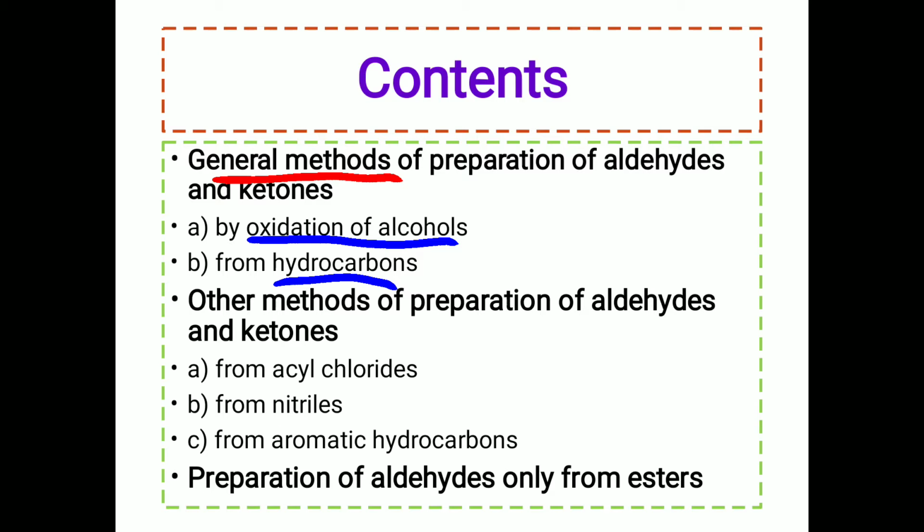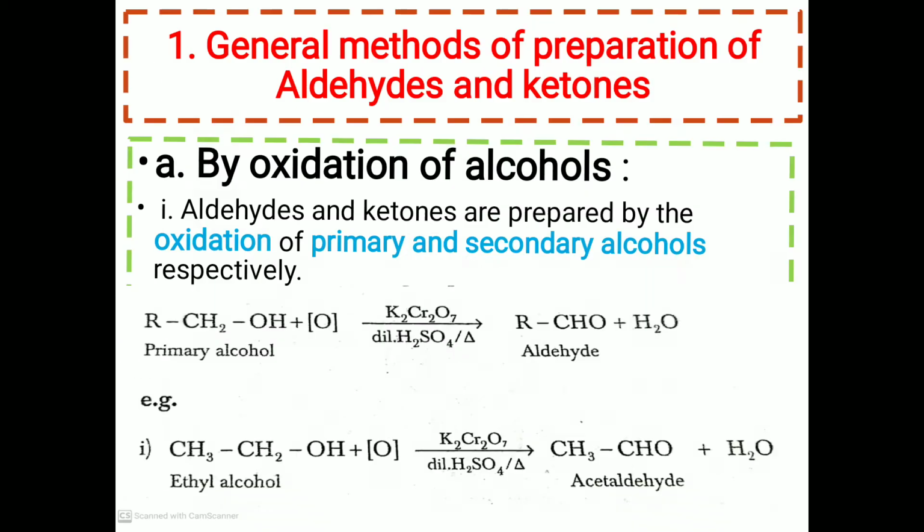First one is from acyl chloride. Acyl chlorides are those which have the general formula RCOCl. Then nitriles, where there is the presence of a cyanide CN group, and the third is from aromatic hydrocarbons. And the third method is the preparation of aldehyde only from esters. Now let us study one by one in detail.